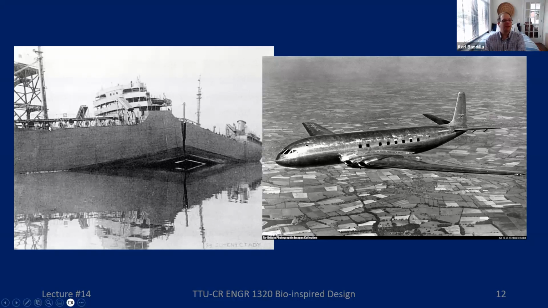And on the left, we have a ship that's cracked in half, which is never good. And then this plane right here is one of the early jet planes that we had. And this one looks all good, but not all of them did as well, right? So we'll start with the ship here. This ship is one of a whole series of ships that was built during the Second World War called Liberty ships.